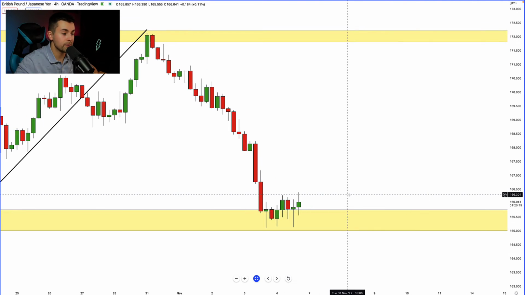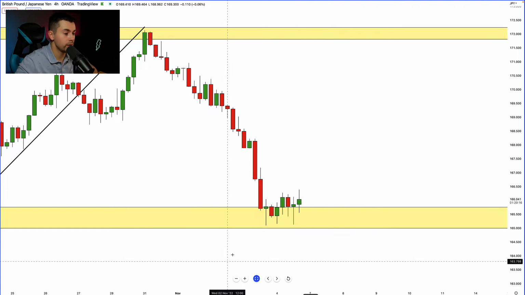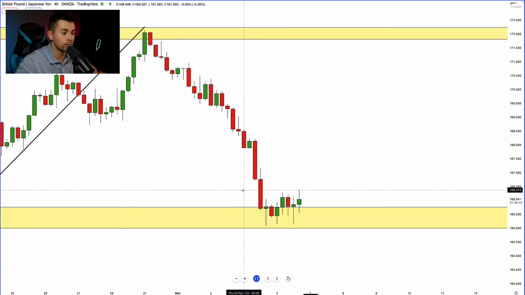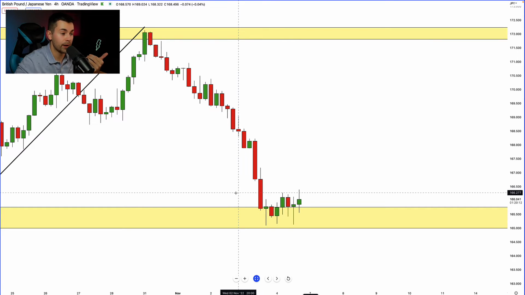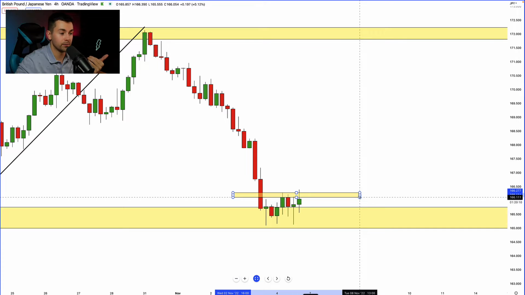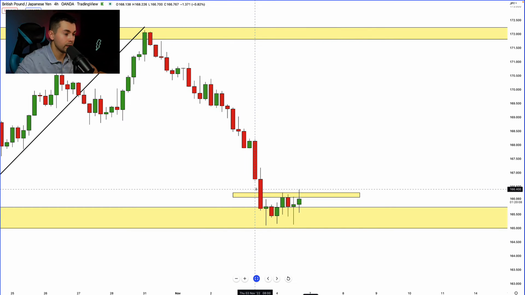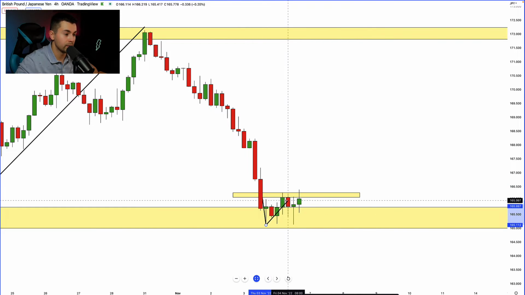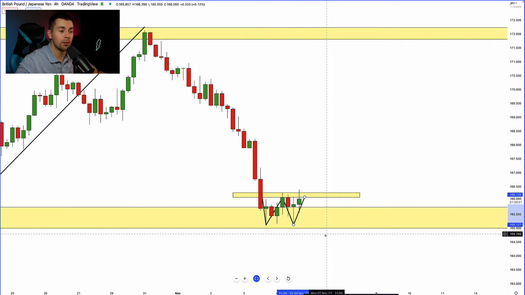And analyzing the price action right here, you can see, traders, that we can even spot right here a classic reversal pattern, a double bottom. Here's our neckline, and you can see, traders, that right here we have a completed double bottom.